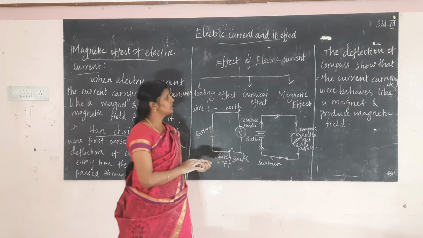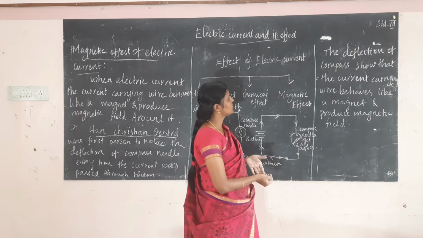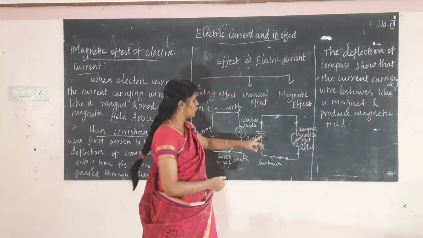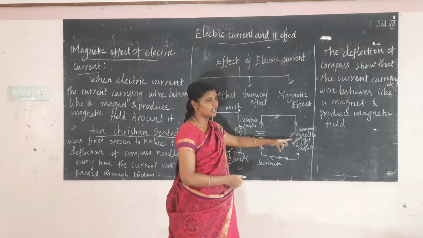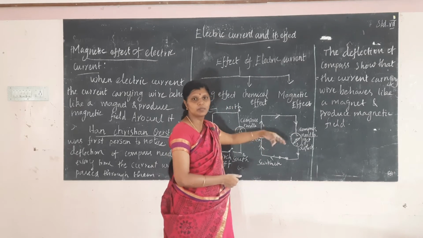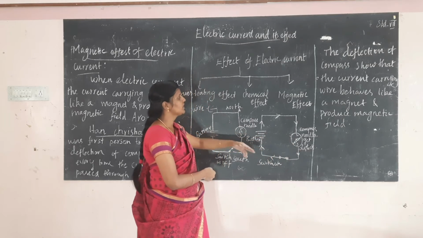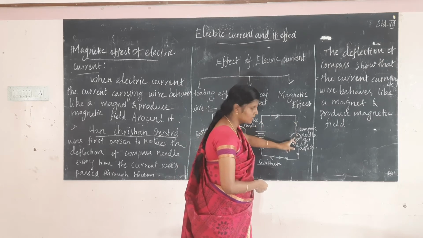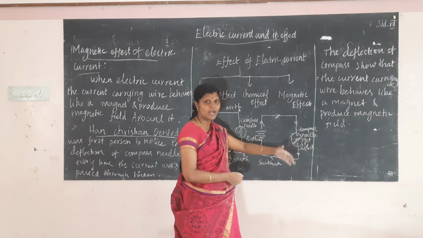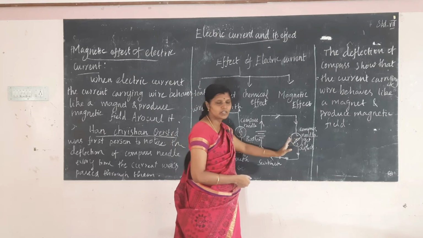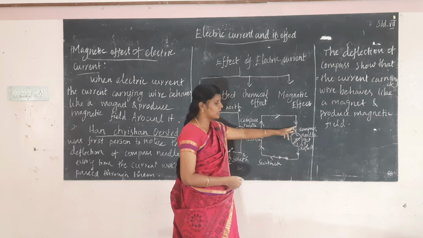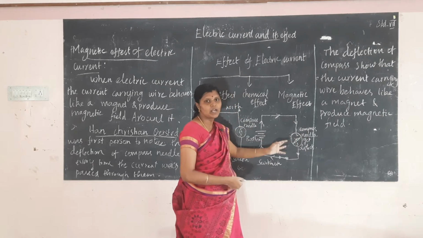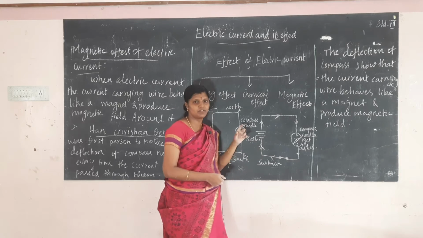Finally, the conclusion: the deflection of the compass showed that the current carrying wire behaves like a magnet and also produces a magnetic field. Because a magnetic field is produced, the current carrying wire behaves like a magnet, and that is why the deflection occurs in the magnetic compass.